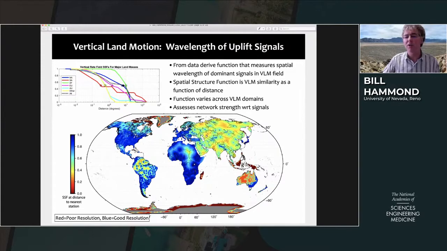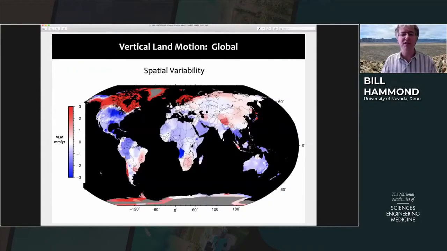In Asia, there are some places where there are GPS stations and you get good constraint, but elsewhere, not so good. Africa is surprisingly good around the coasts because most of the GPS stations there are near the coast where the people live. South America, it's highly variable. Australia, it's highly variable. So that is an assessment of the quality of the vertical land motion estimate that is going to be built into the uncertainties of what I show you.